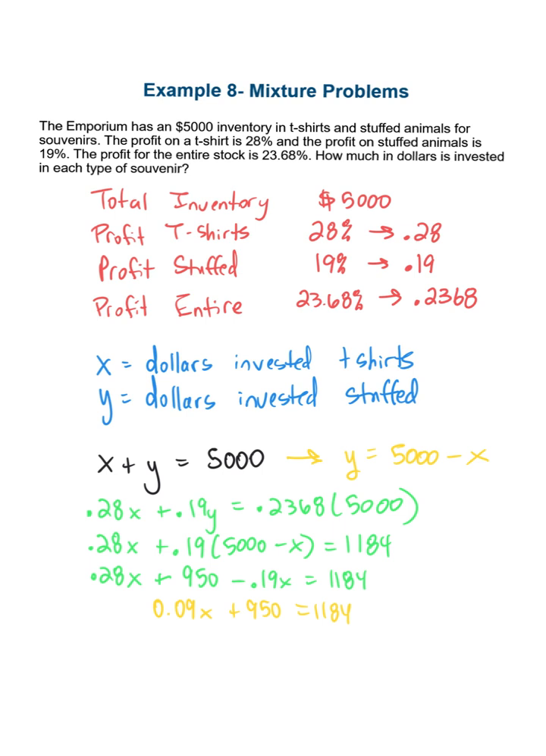Let's subtract the 950. When I subtracted that, I got 234, and then I divided by 0.09, and I got x is 2,600. So I can go back up here and identify that this is 2,600. To find y, it's 5,000 minus 2,600, which is 2,400.